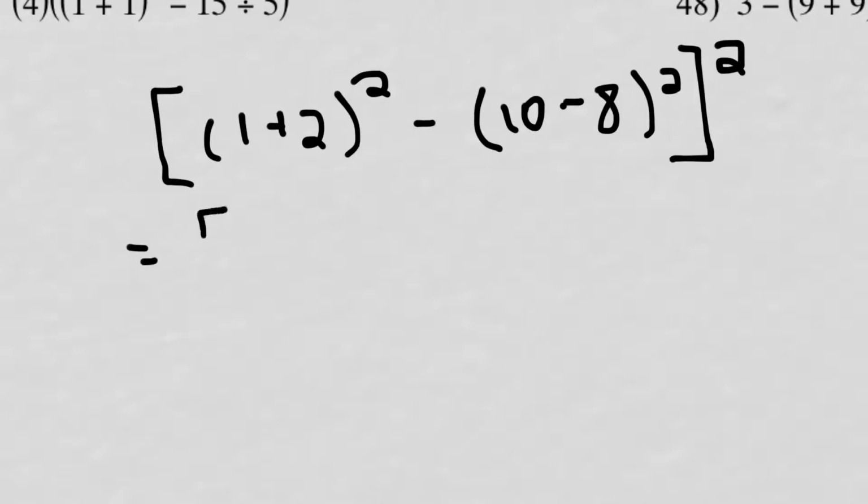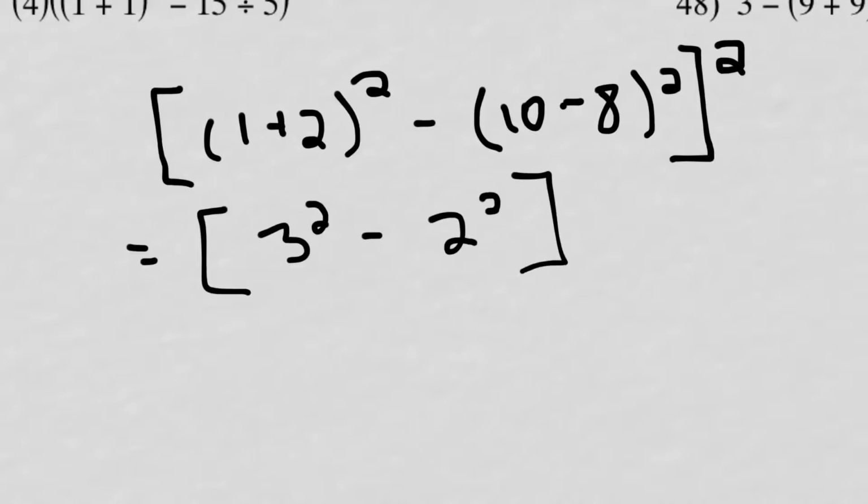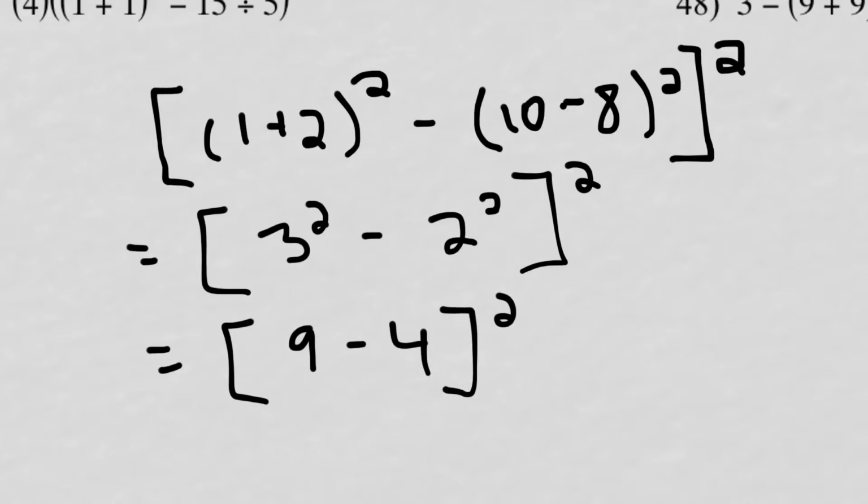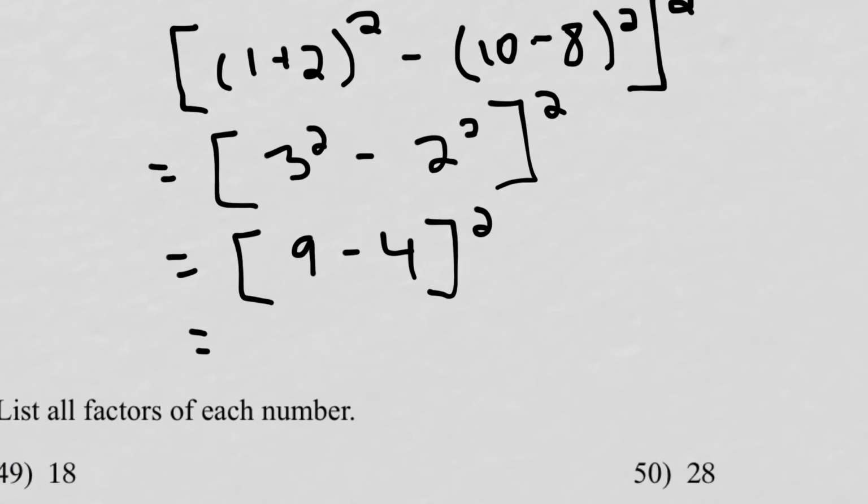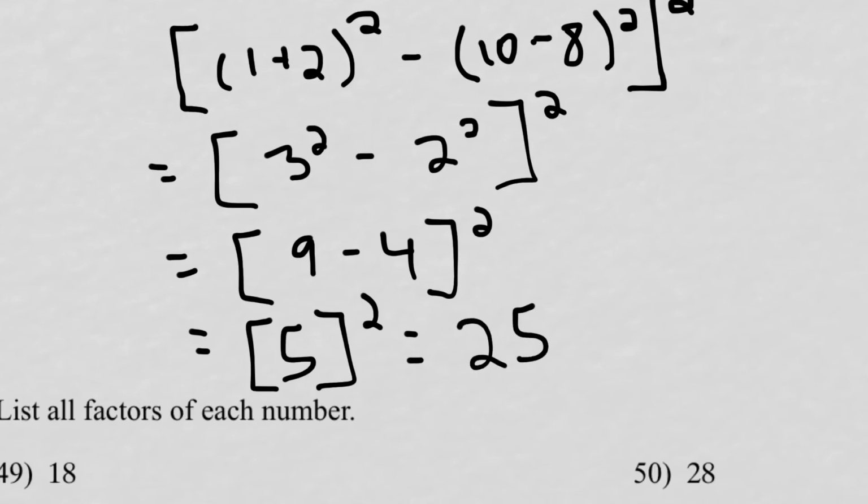So working on this left-hand side of brackets first, we've got 2 plus 1 is 3. We will square that. Subtraction we can't do until we've taken care of the bracket. 10 minus 8 is 2 squared, and everything should be squared once we get the total of the inner part. We now have 3 squared, which is 9, minus 2 squared, which is 4. And 9 minus 4 makes 5. And that should be squared. 5 squared makes 25. And there we go.